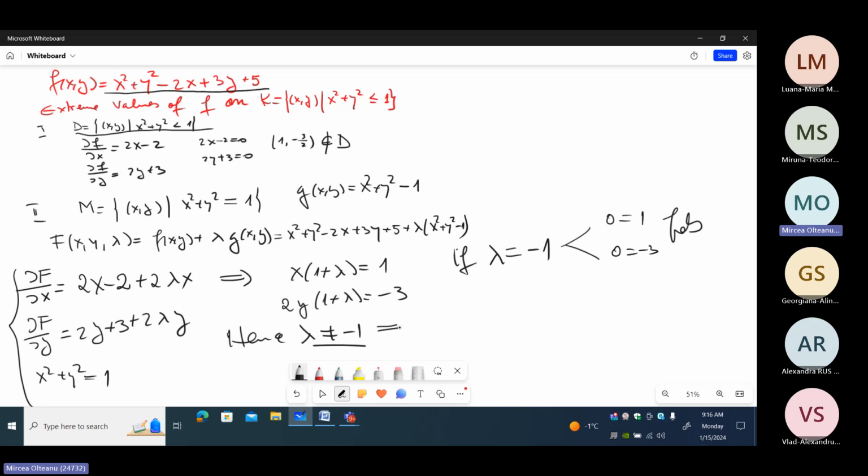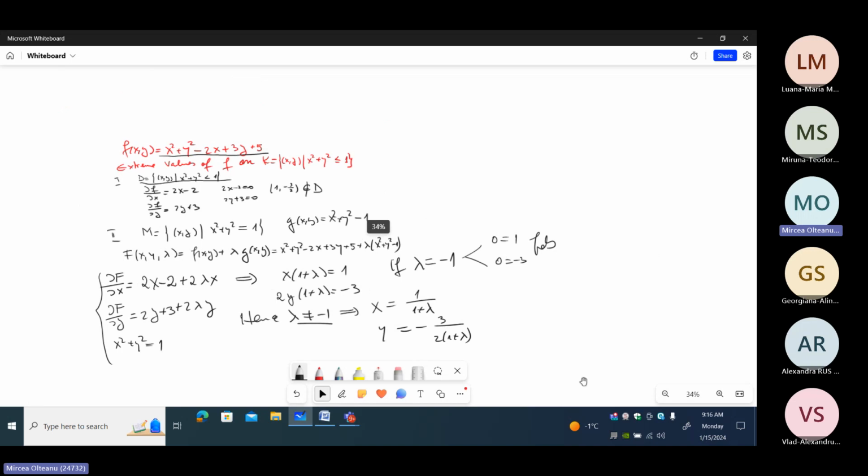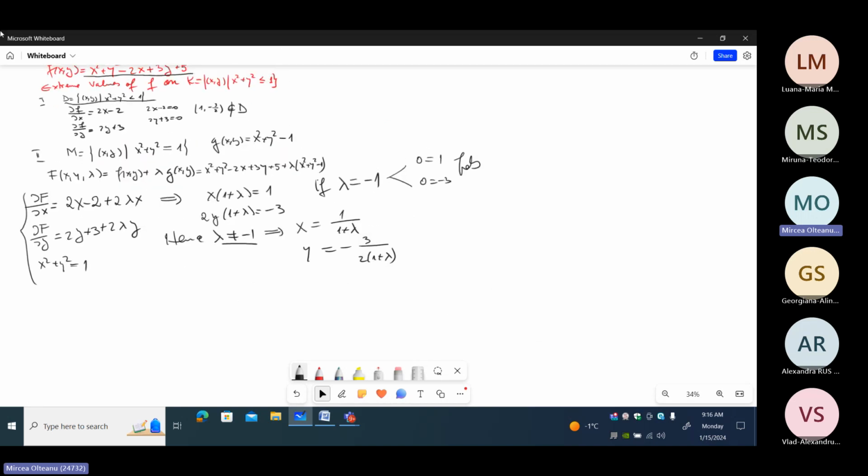So in this case, from the first equation, we get that x is 1 over (1 plus lambda), and y is minus 3 over 2 times (1 plus lambda). And we shall replace them both in the last equation. So this time you see, actually, the value for lambda is important, because we shall find first lambda and then x and y. In the previous examples, it was not the case.